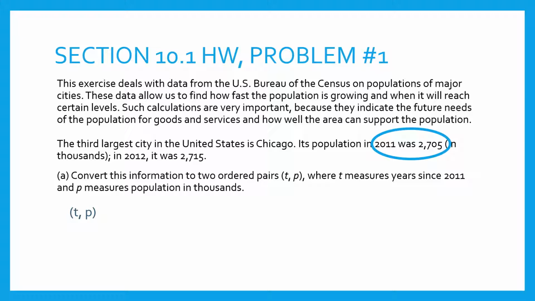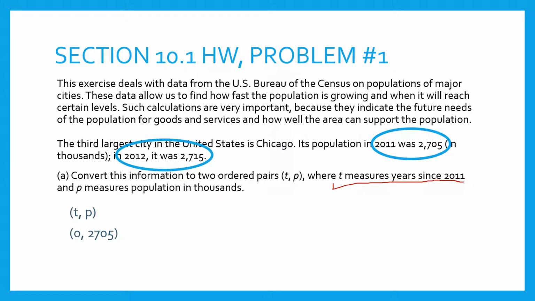It tells us that T is measured in years since 2011. So if it is 2011, how many years have passed since 2011? That would be 0, right? So 0 years have passed since 2011 if it is 2011. So our T is going to be 0, and then for P, you just plug in the numbers, so that's 2,705. There's our first ordered pair, (0, 2,705).